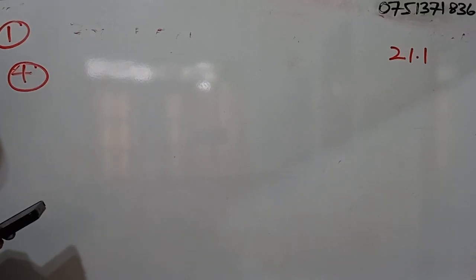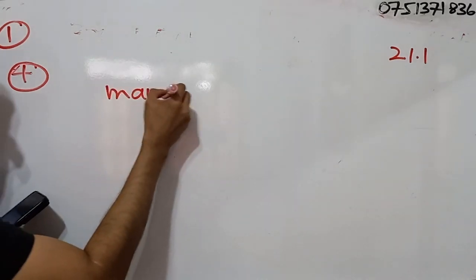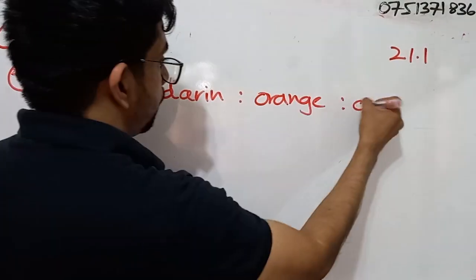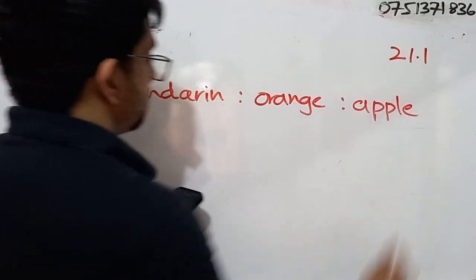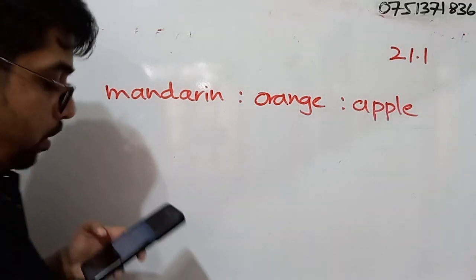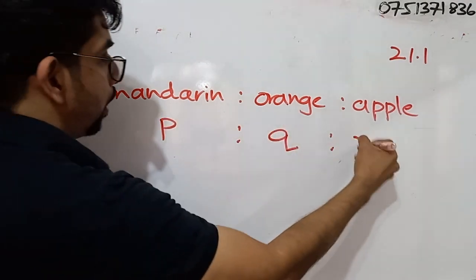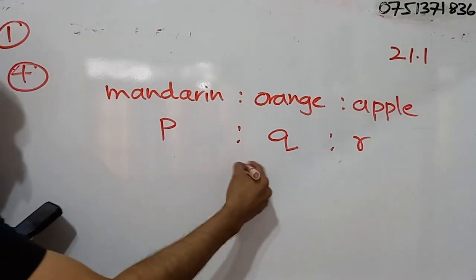Part 4. The price of a mandarin is P rupees, simple P rupees. The price of an orange is simple Q rupees. And the price of an apple is simple R rupees. Right. So we have mandarin, then we have orange, then we have apple. Now the prices are given to us as what? Algebraic terms, no? So we can write P to Q to R. This is the simplest form.